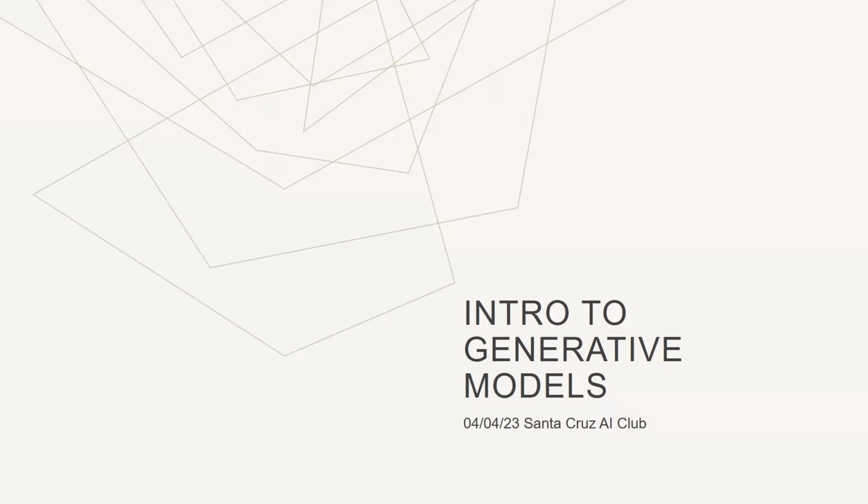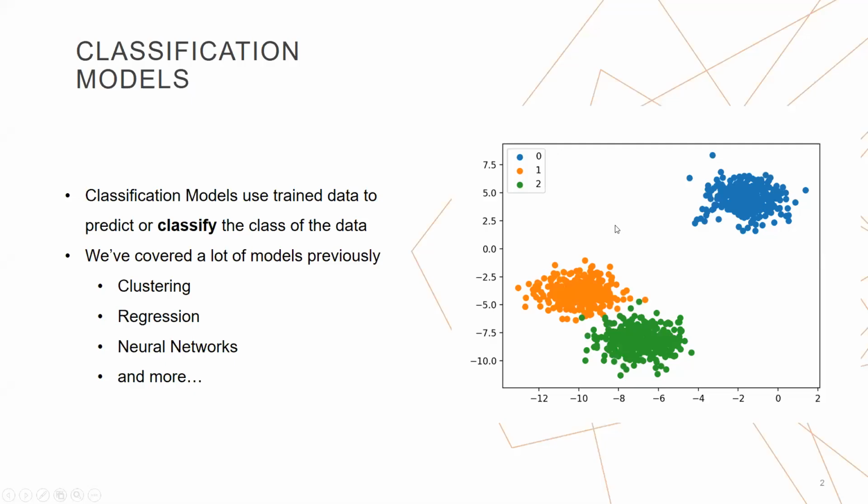Okay. All right. So if you've been with us at previous meetings, a lot of what we've done before are what are called classification models. The way classification models work is they get a bunch of data, and their main job is to either predict or classify the class of a specific type of data.